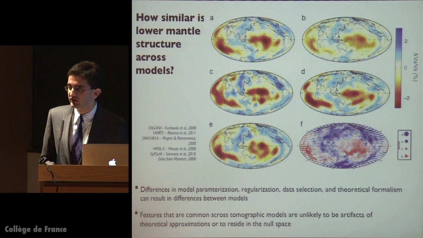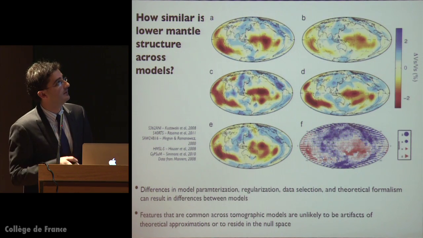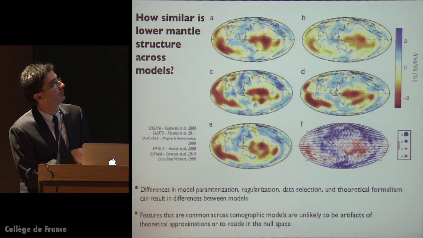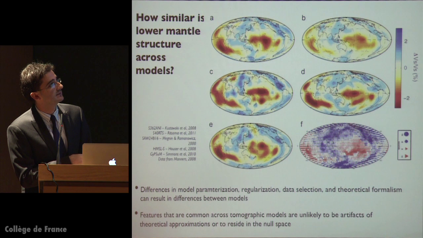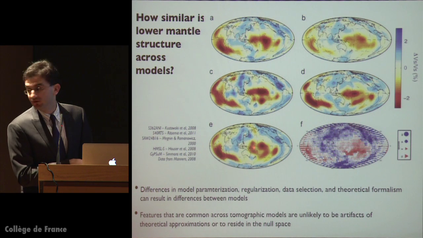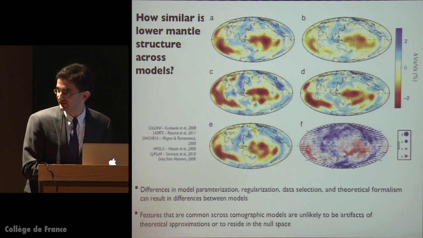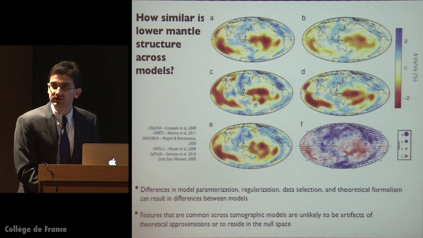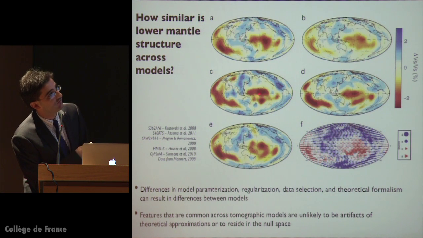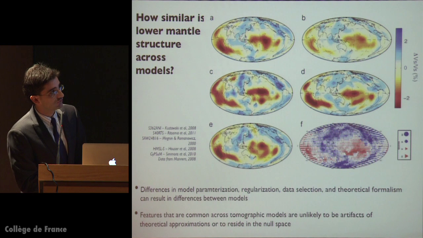And we can look at more detail. We can look at a number of different tomographic models. Here I'm plotting the model S362ANI of Kustowski et al., the latest Harvard model, the S40RTS Ritsema model, the Romanowicz SAW24B16 model, the HMSL-S of Houser et al., the UCSD model, and the GyPSuM model that Nathan just talked about, although I probably have a slightly older version of it. This is all plotted at the base of the mantle, at about a depth of 2,800 kilometers. And you can see that all these models show very similar structures.